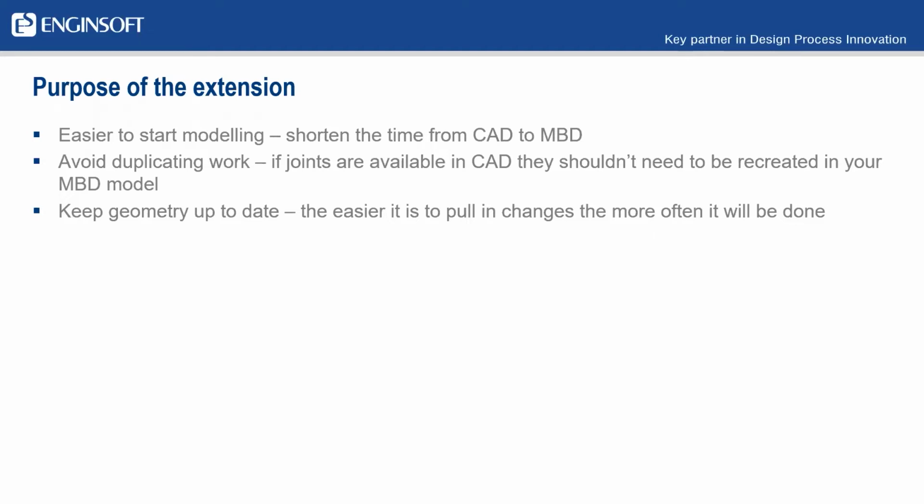Creo mechanism design uses joints that are very similar to RecurDyn, so we want to make sure that if they're in Creo, you can automatically bring them into RecurDyn. And then keeping geometry up to date, like I said, can be a bit of a task, and the harder it is, the less likely somebody is to do it. If it's a really easy process, then you can do it more often and be more confident that everything is up to date.